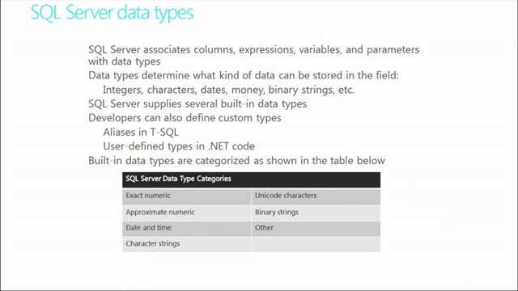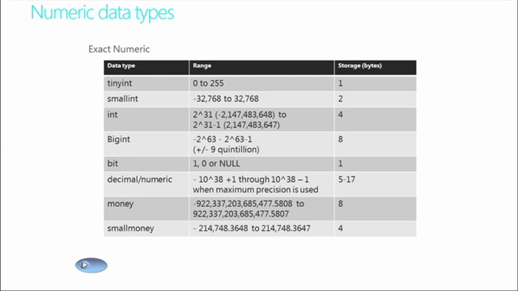Let's begin with data types, because this is very important when you're adding your content or creating the objects. They fall into seven general categories: exact numeric, approximate numeric, date and time, character strings, Unicode characters, binary strings, and then some others that fall into the catch-all "other" category. SQL Server supplies several built-in data types within these categories, like ints, so integers, or characters, or dates, or binary strings. So we're going to begin by talking about exact numbers.